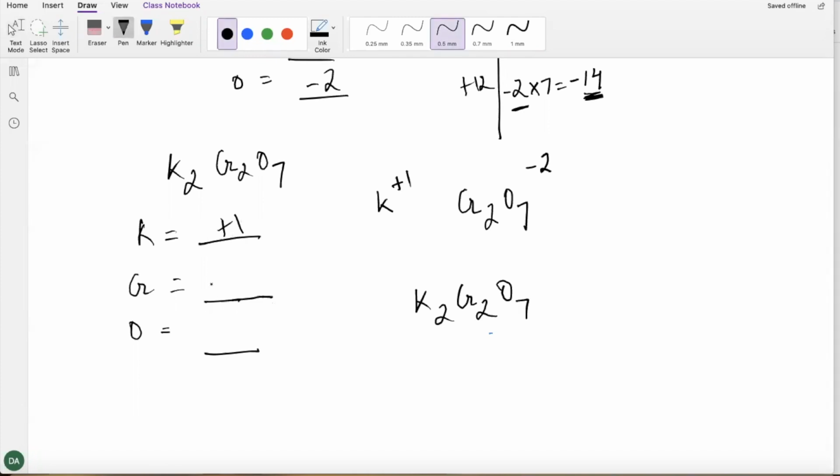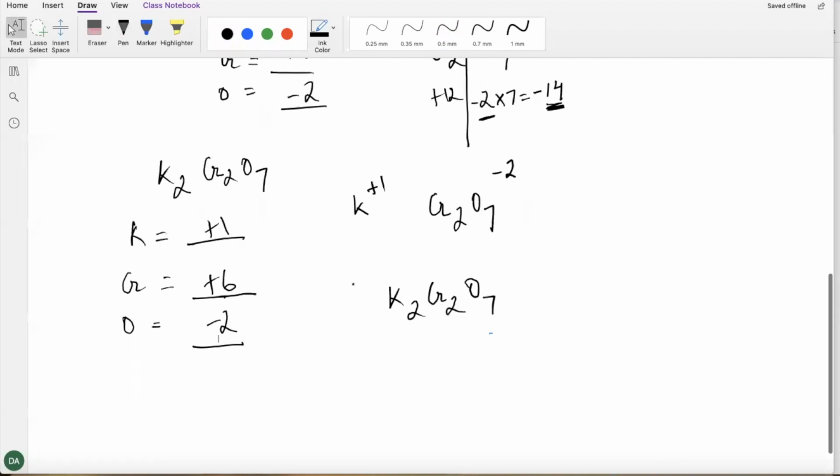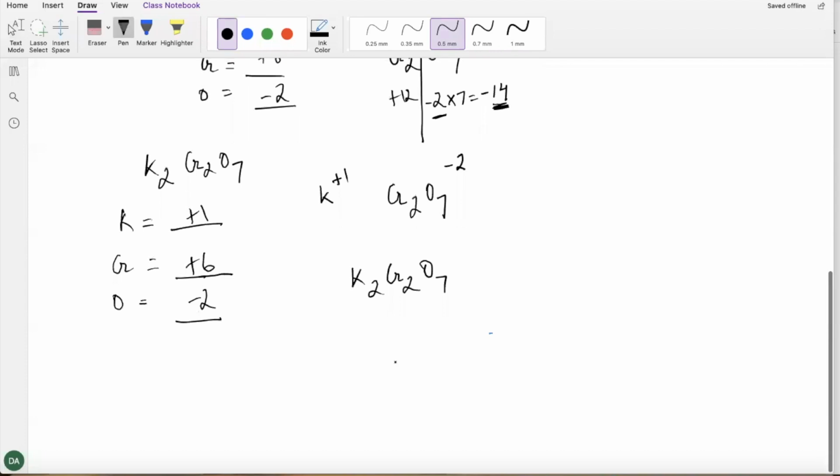Now, tell me, Cr was how much? We did that in the last problem. Cr was +6, and oxygen was -2. So it's still that same thing here, okay? Any questions so far, guys?